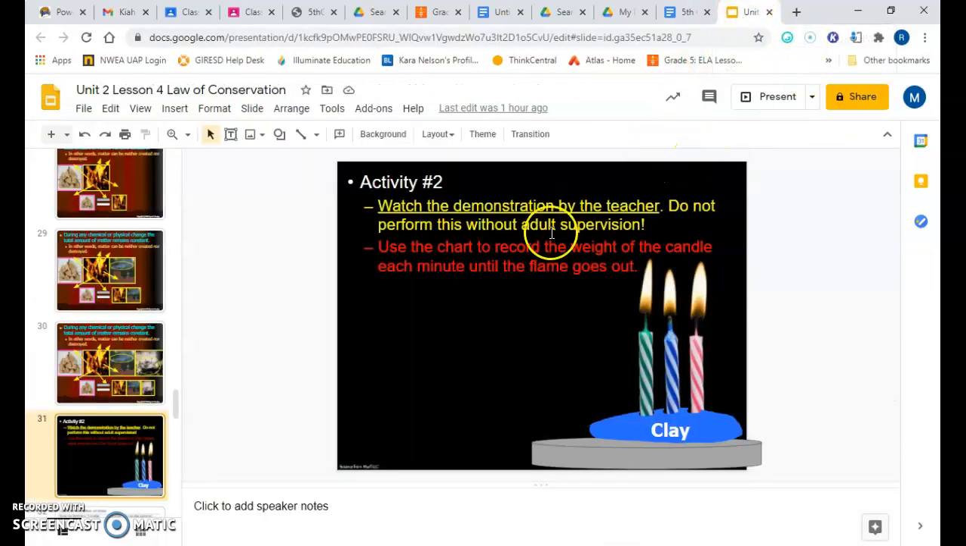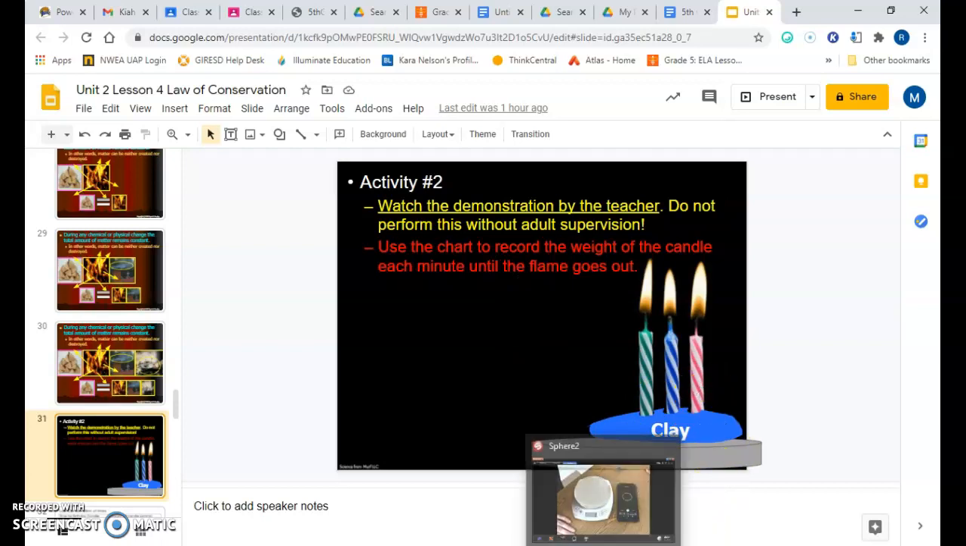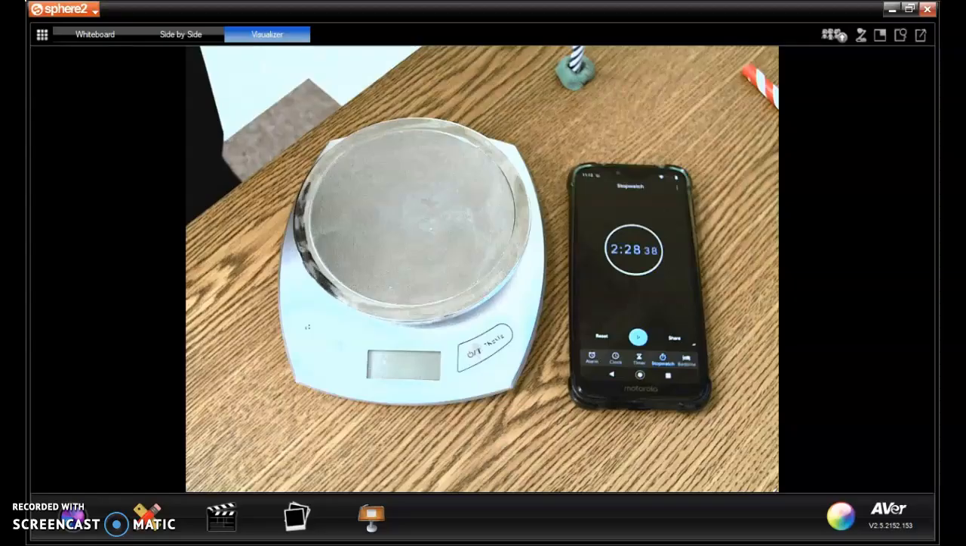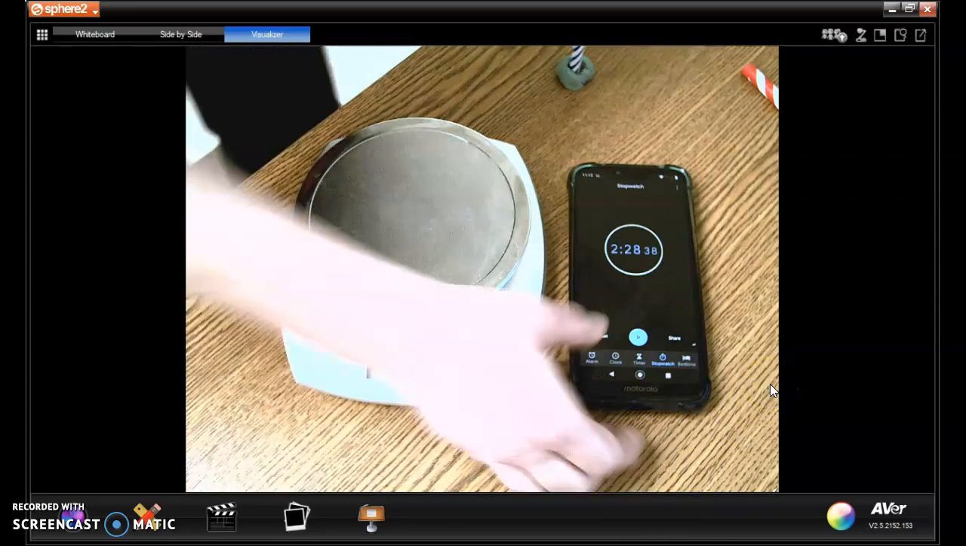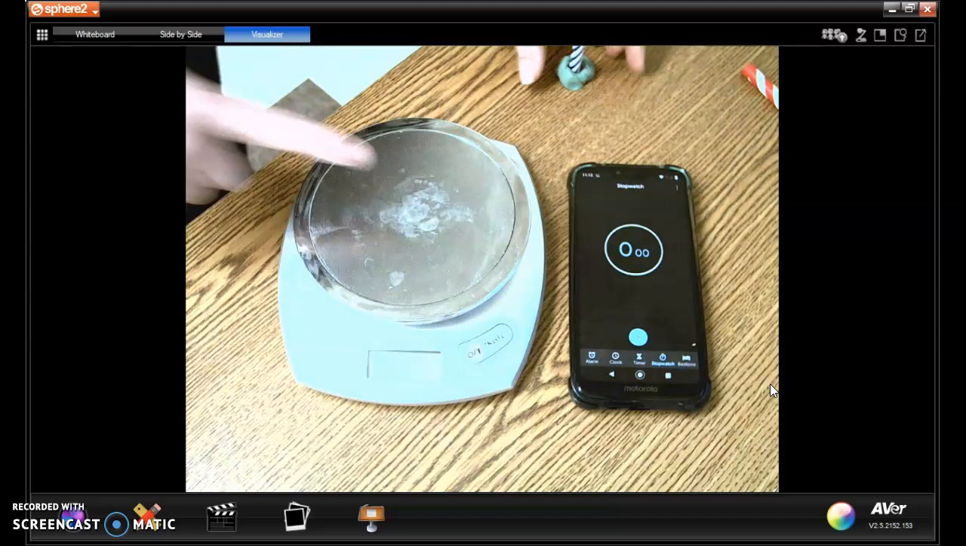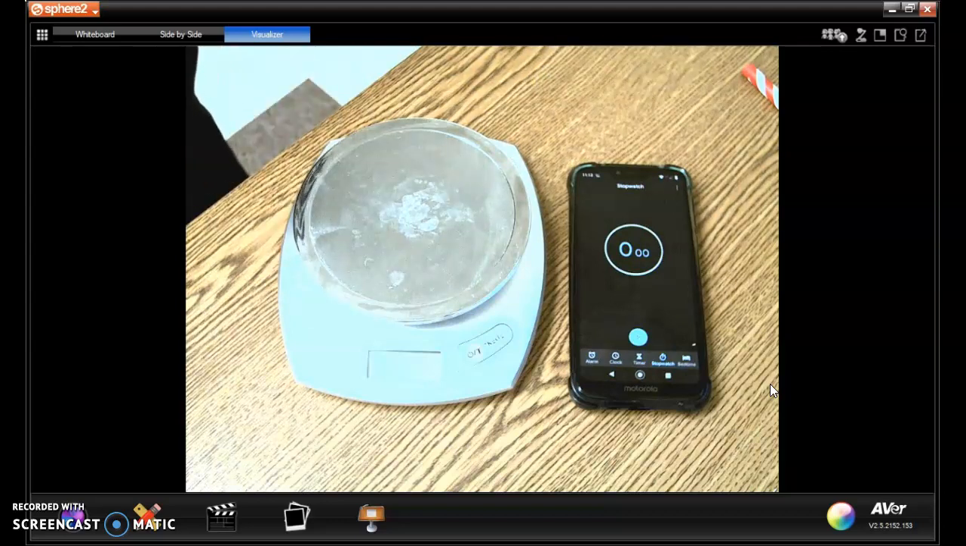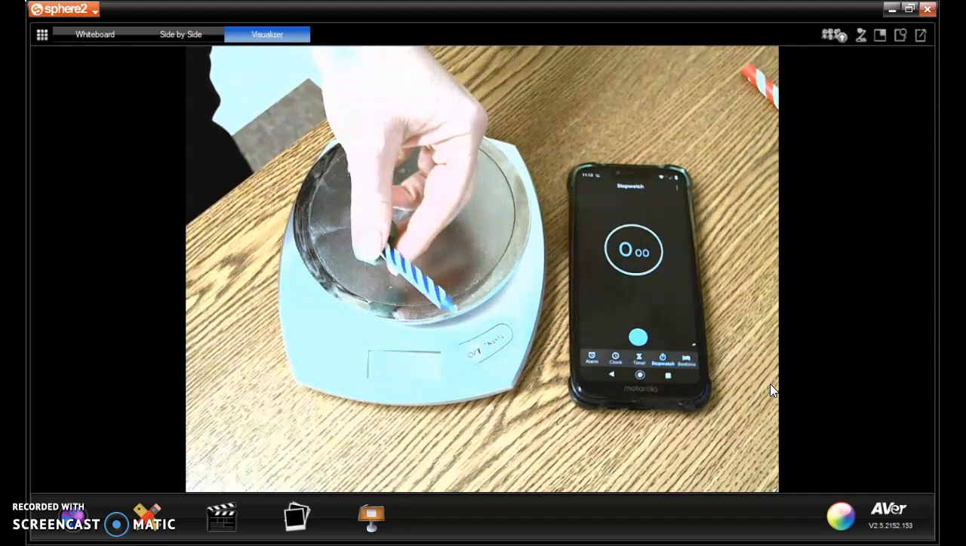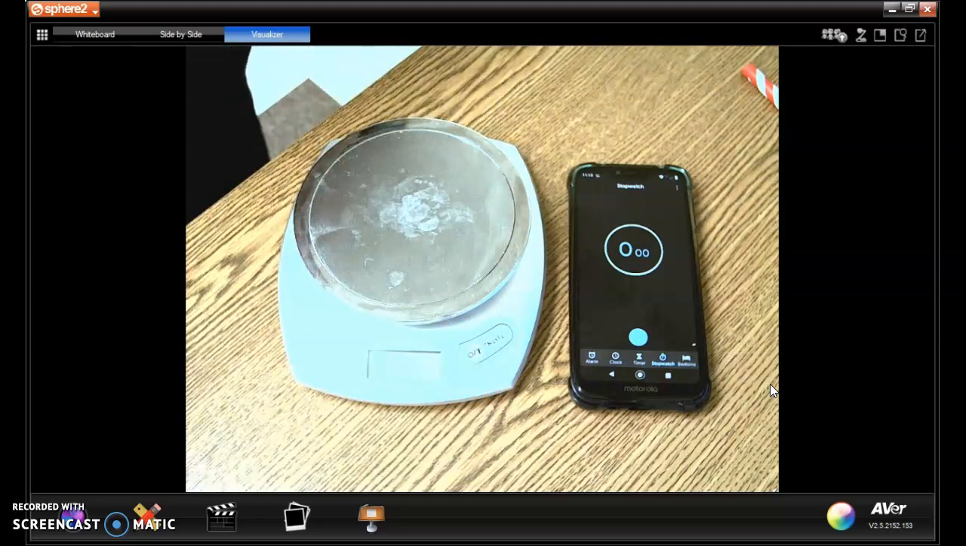I'm going to switch to my camera so you can see what we're doing and you can record what's needed. I am going to use my stopwatch on my phone, and then we'll be using this scale again like we had before. And then I do have a birthday candle that we can light. So let's go ahead and get a beginning on that.